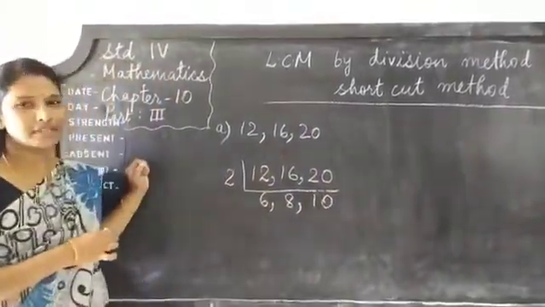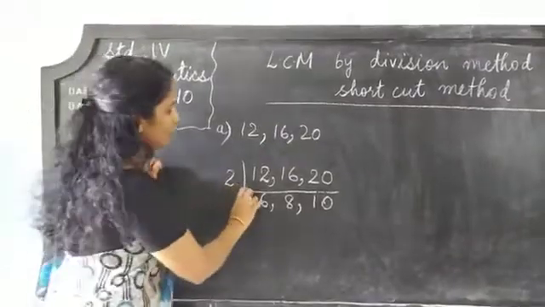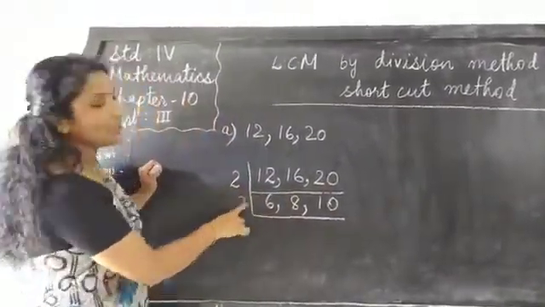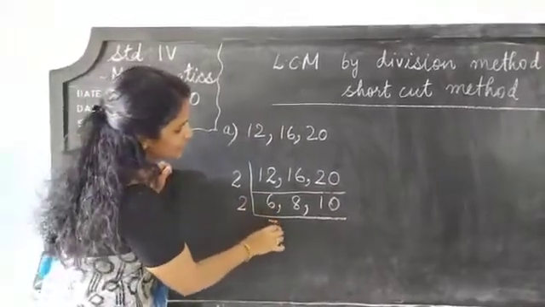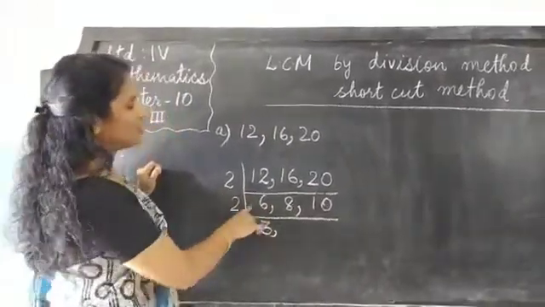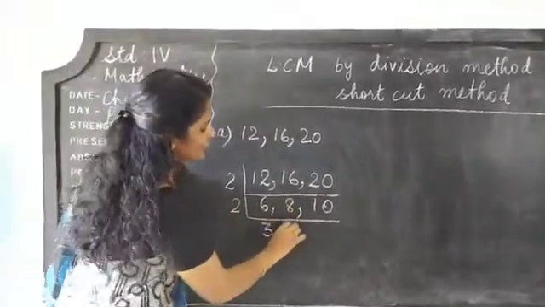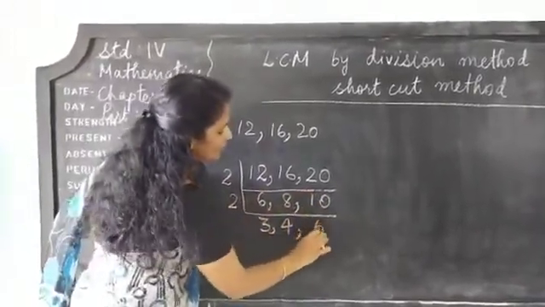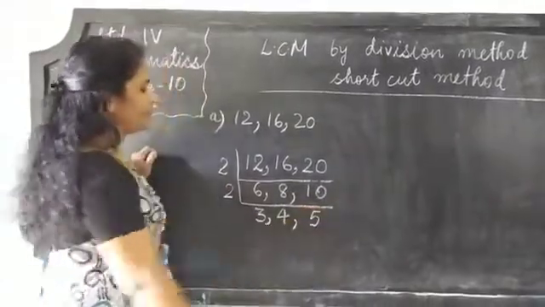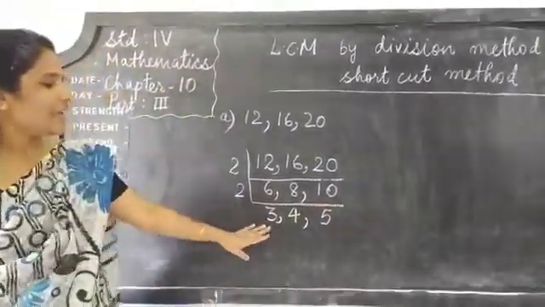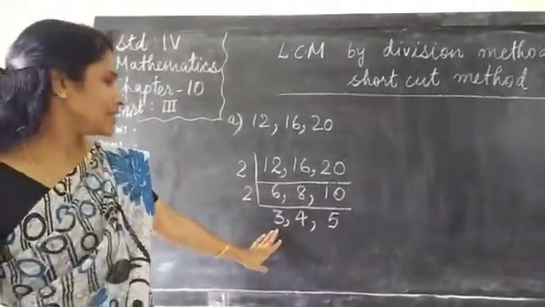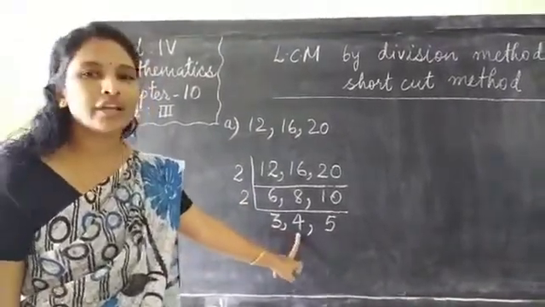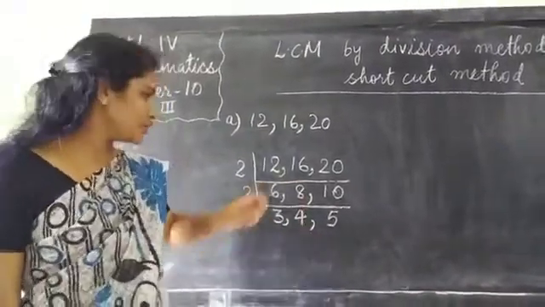All the three numbers are divisible by 2. We can continue the process again by 2. How many 2's in 6? 2 3's are 6. How many 2's in 8? 2 4's are 8. How many 2's in 10? 2 5's are 10. Now we can see whether the numbers are divisible by 2. Here you can see only 4 is divisible by 2.